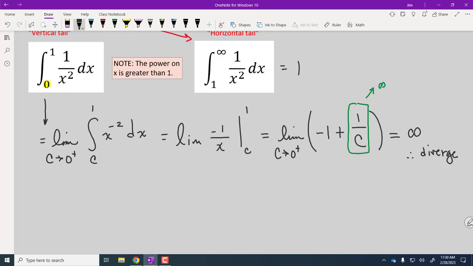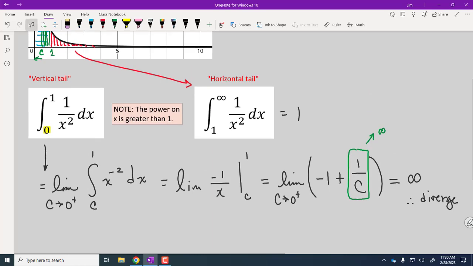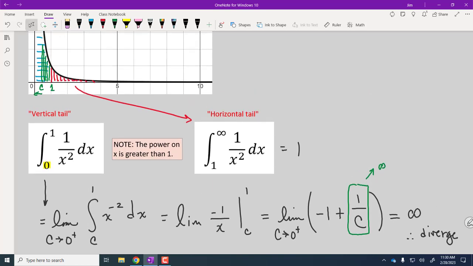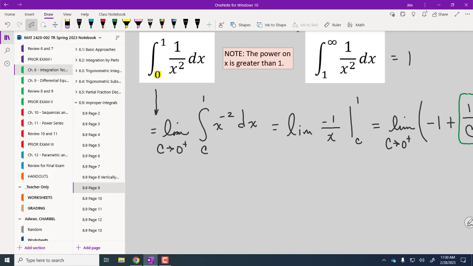So this is a pattern we are going to see again and again. If we have a convergent horizontal tail, we're going to have a divergent vertical tail. If we have a convergent vertical tail, we're going to have a divergent horizontal tail. That's going to be a pattern that we are going to see repeatedly.